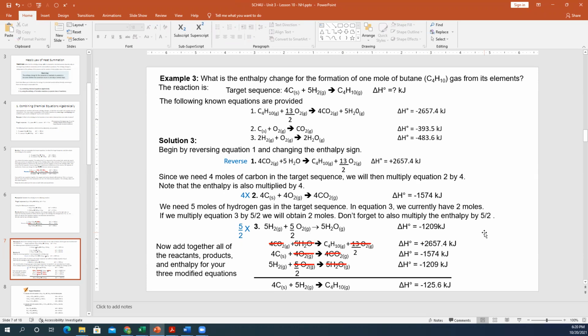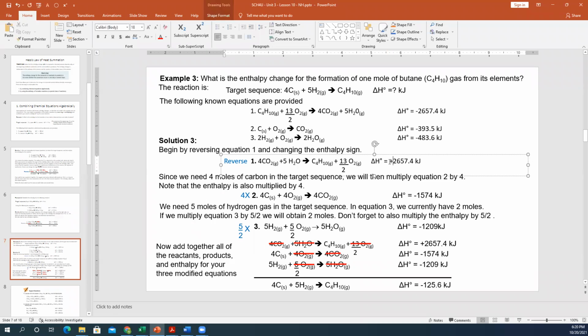First thing we can do is, our first equation has this butane, but it's on the wrong side of the equation. So right away, that gives us a clue that we should reverse this to get it on the product side, because in our target sequence, that's on the product side. So we reverse it, and we've got butane on the product side. By doing so, we also have to pay attention to the sign of our delta H, because now it has to go from minus to a plus.